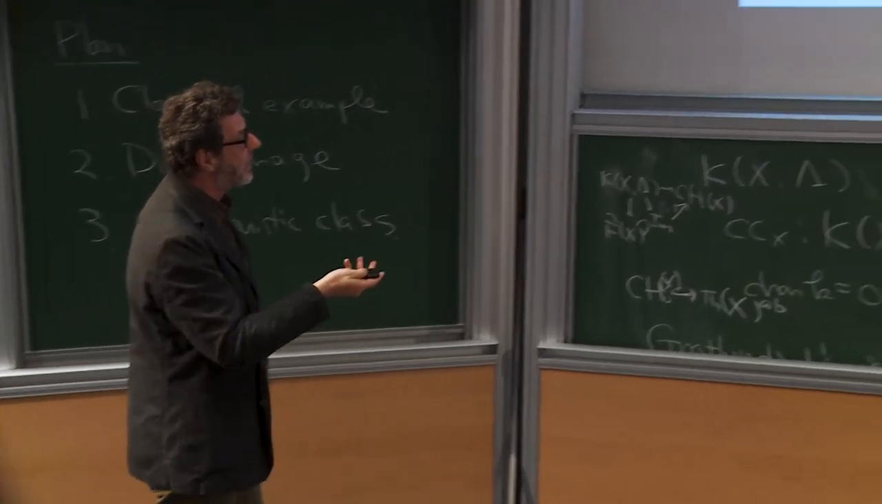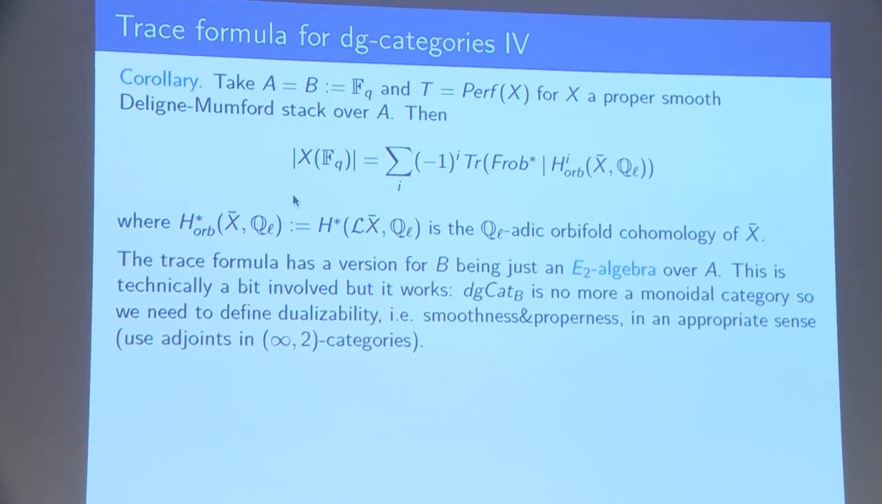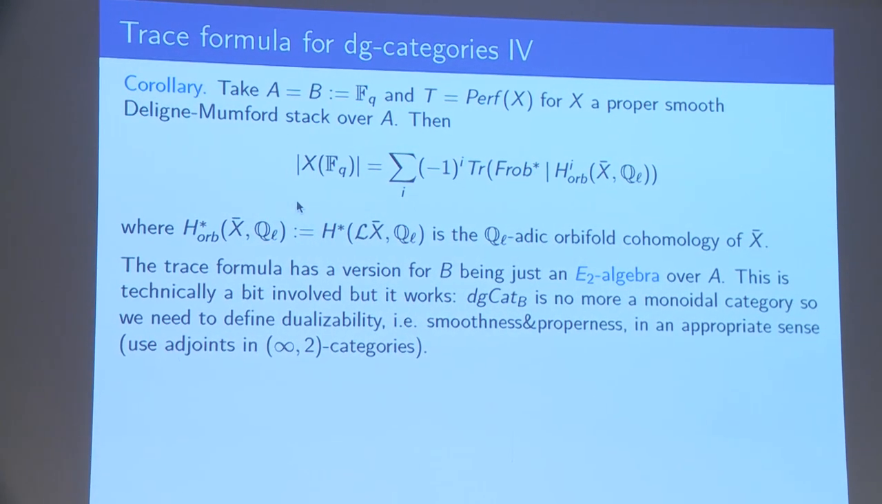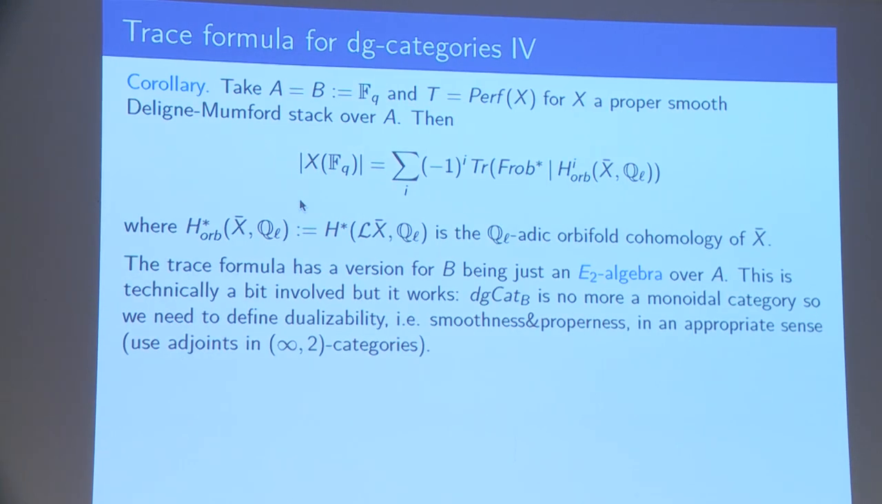And the problem is, there are some problems. It's not an easy consequence of the previous theorem, because in this case, DG categories over B is no more a monoidal category, because B is only E2, it's not E3. So it's not infinity in particular. So to define dualizability, what it means to be smooth and proper, which was by definition being dualizable, it's a bit tricky, but you can do it.